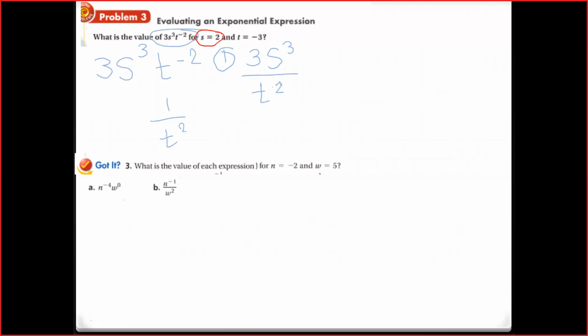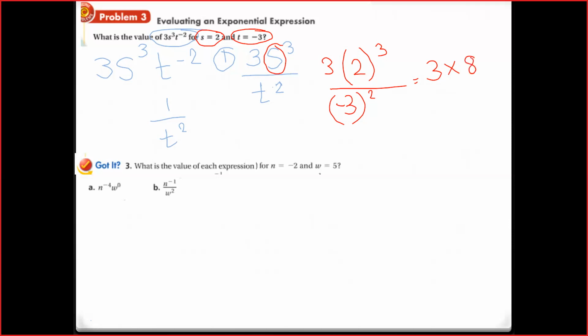If s is 2 and t is negative 3. Let's now substitute. If s is 2, so you have to write 3, instead of s, write 2 to the power 3 over t. What is the value of t? It's negative 3 squared. Yes, so it will be 3 multiplied by 2 to the power 3, which is what? 8, which is 2 multiplied by 2 multiplied by 2.